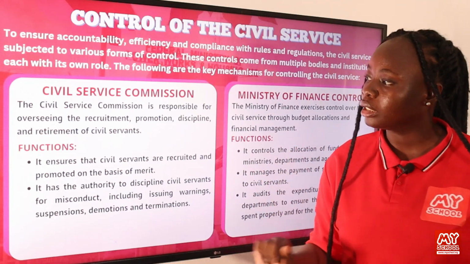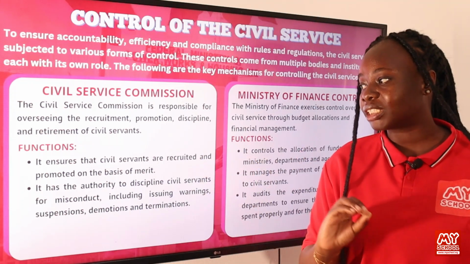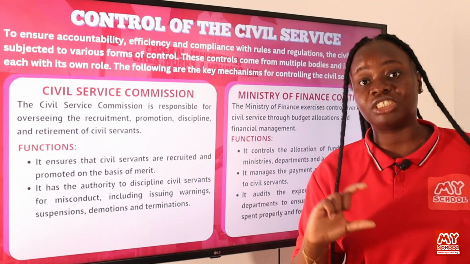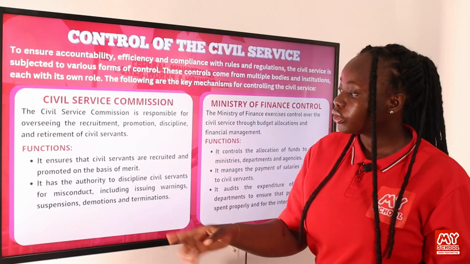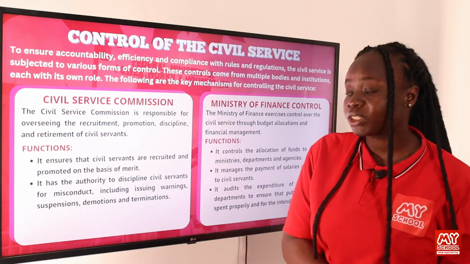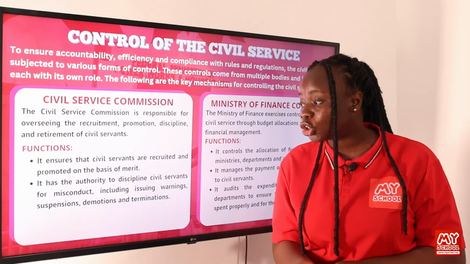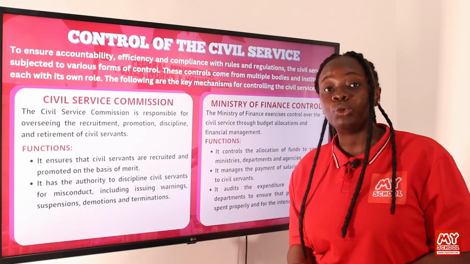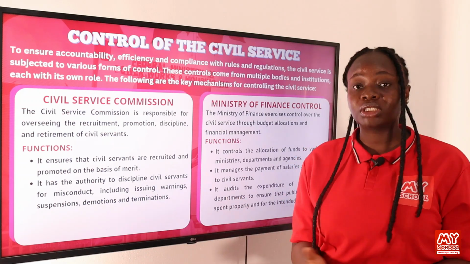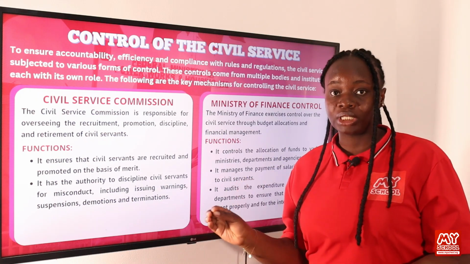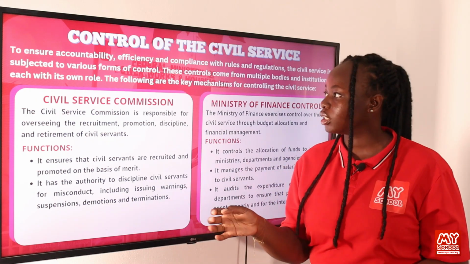They work independently. They do that to ensure that civil servants are recruited and promoted on the basis of merit and not on the basis of political affiliation. It also has the authority to discipline civil servants for misconduct, including issuing warnings, suspension, demotions, and termination. So basically, they control the appointment of civil servants and ensure that they remain in line while they are in the civil service.